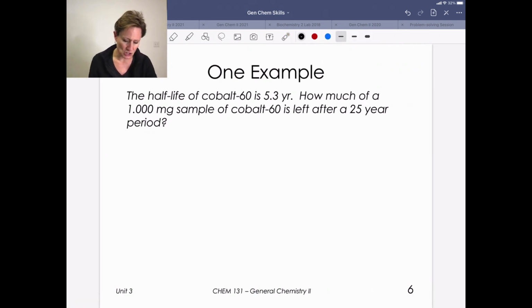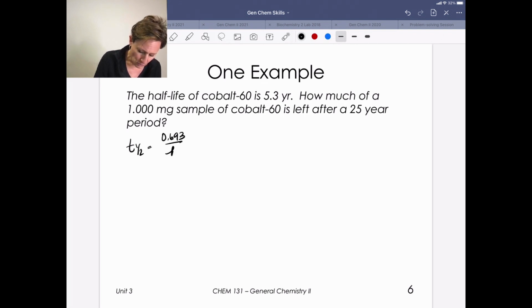Let's imagine cobalt-60 that has a half-life of 5.3 years. We want to know how much of a 1 milligram sample is going to be left after a 25-year period. So remember these two equations that we have. The half-life is equal to 0.693 over K. This half-life is what was given to us, right? The half-life is 5.3 years. So we're going to put that in here, and we're going to solve for our rate constant.